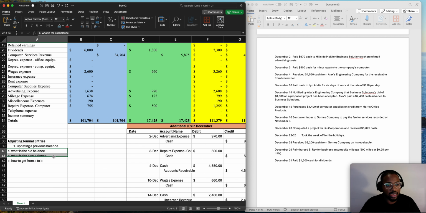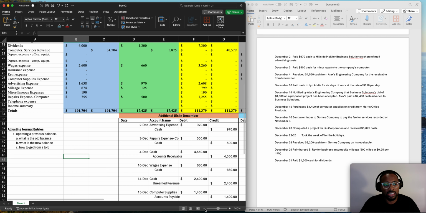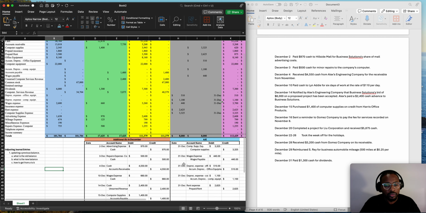That's literally it. I know this may seem a little bit reductive, but it is the reality. It may seem a little bit too simplistic, but it is the reality. All you're literally thinking whenever you're thinking about adjusting journal entries is, okay, I need to update a balance. So when you go to look at problems, be asking yourself, what is the old balance? What is the new balance? And what do I need to subtract to make that adjustment? And that's all you're doing. So we're going to run through some adjusting journal entries together.